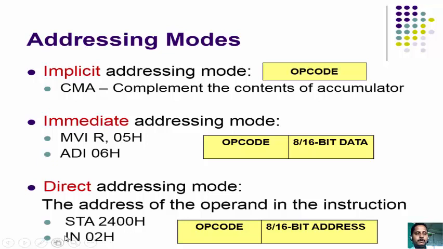Then next example is IN 02X. So this IN 02X instruction is for IO device. To read the input peripheral with the port address 02X, this instruction is used. So there are total two instructions for IO device, that is IN and OUT. IN 8 bit address and OUT 8 bit address.